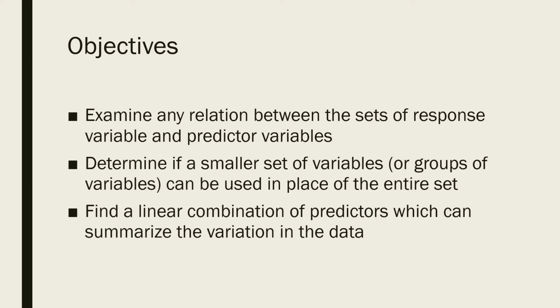The objective of our study is to examine any relation between the response variables and the predictor variables. So those ones that use total body submersion, and then the ones that are more easily measurable, like height, weight, age, and the body circumference measurements. And then we want to see if there is a relationship, if we can determine a smaller set of variables or groups of variables that can be used in place of the entire set. And then we can find a linear combination of these predictors, which can summarize the variation in the total data.